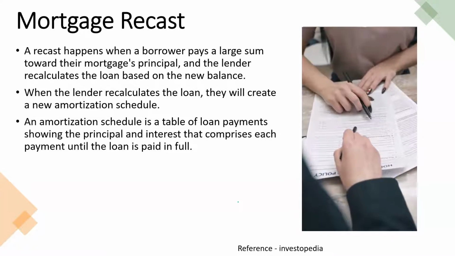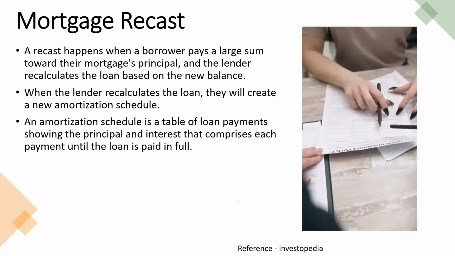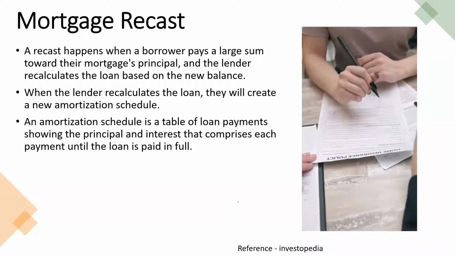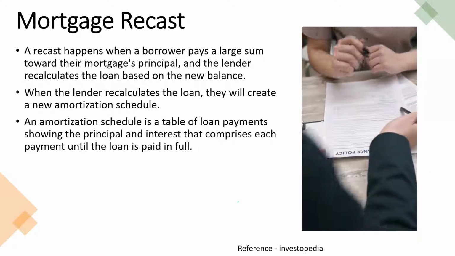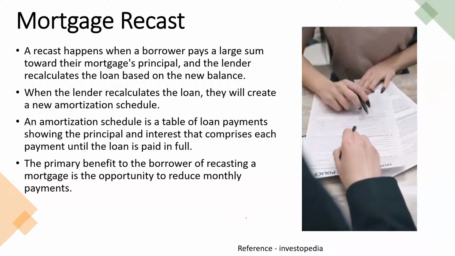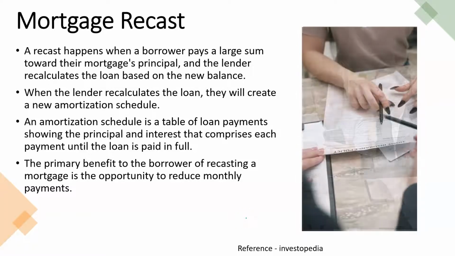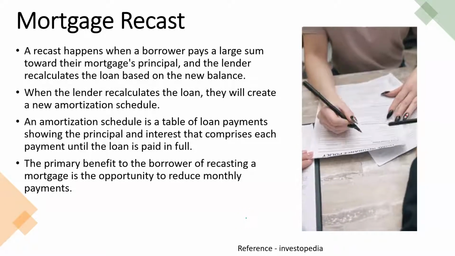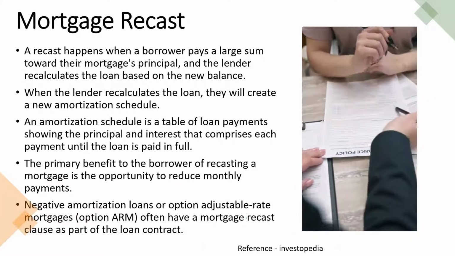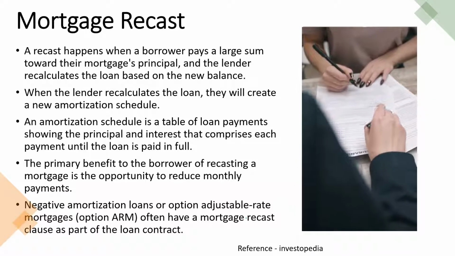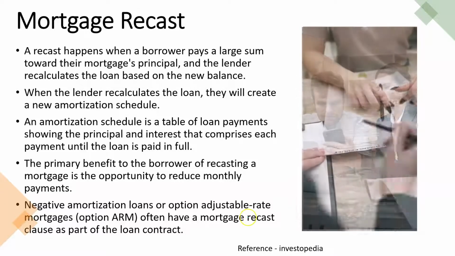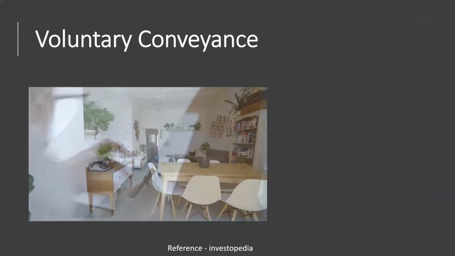An amortization schedule is a table of loan payments showing the principal and interest that comprises each payment until the loan is paid in full. We will be creating amortization schedules shortly. The primary benefit to the borrower of recasting a mortgage is the opportunity to reduce monthly payments. Negative amortization loans or option-adjusted rate mortgages, option ARMs, often have a mortgage recast clause as part of the loan contract.